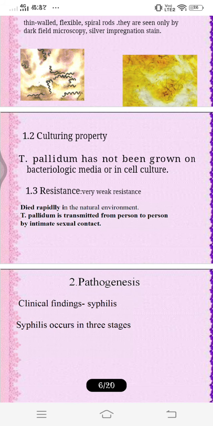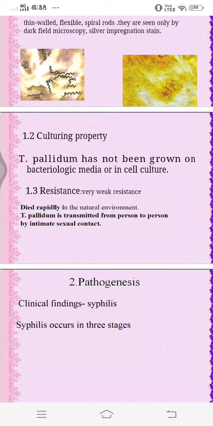Let us see the antigenic structure. There are 2 types: non-specific antigens and specific antigens. The non-specific antigen is the cardiolipin antigen, which induces the reagin antibody. It is not known whether this antibody is induced by the spirochetes or released from damaged host cells. The specific antigens include the group-specific antigens, which are protein antigens shared by pathogenic and non-pathogenic treponemes. The specific antigens also have a polysaccharide and are used for the detection of species-specific antigen.